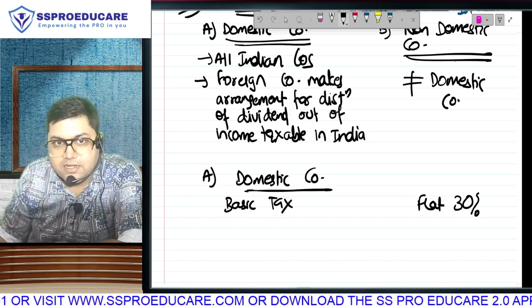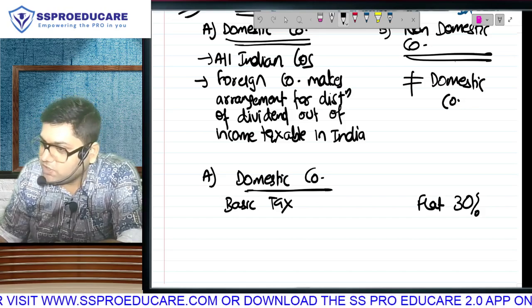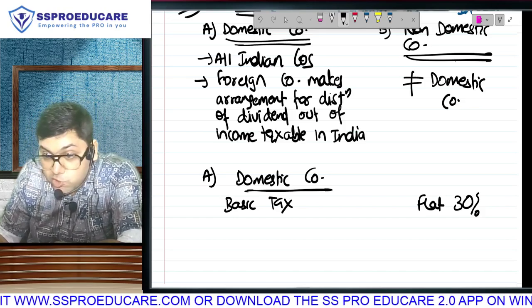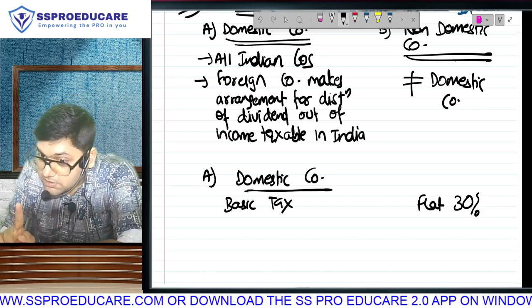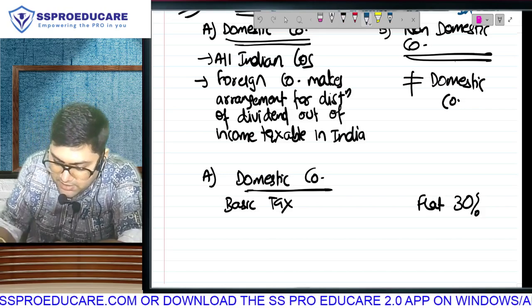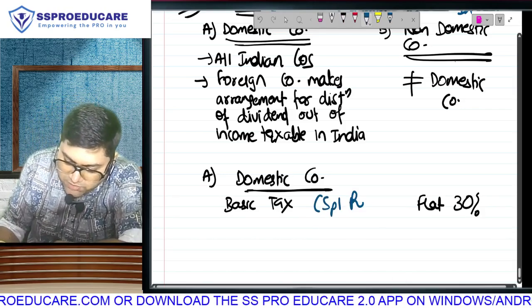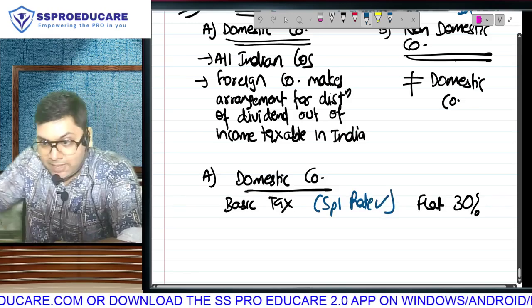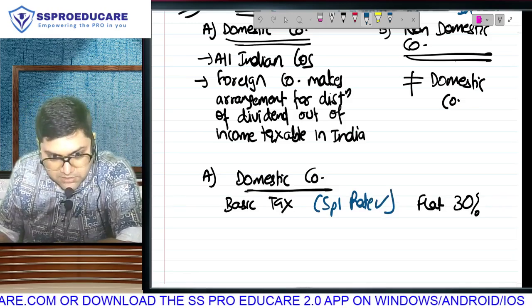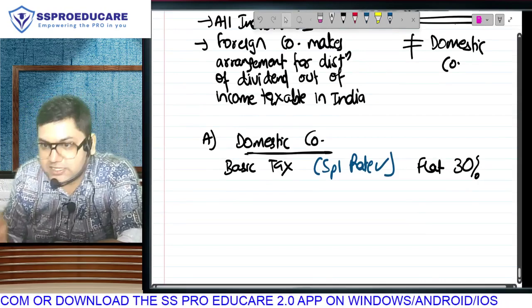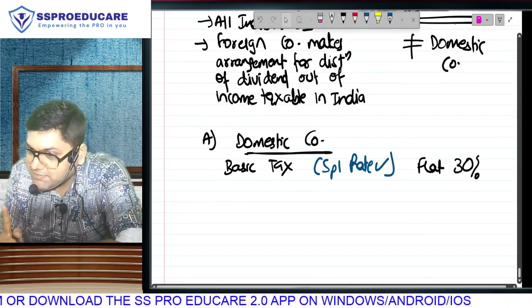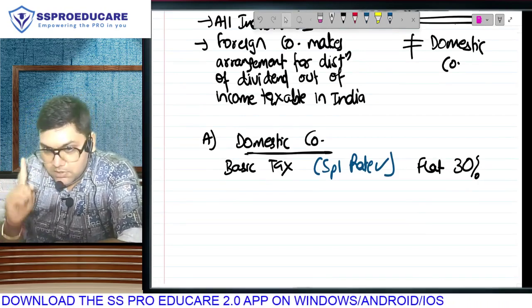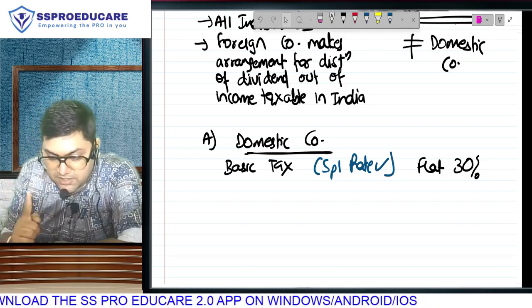Flat 30. That means, can I say same as what I told you in partnership firm? No basic exemption, no slabs. Every rupee will be taxable at flat 30. And of course, whether I mention or not, only on normal income flat 30. Special income is special. Correct? So every time I ask you the domestic company income tax rate, old regime, 30, 30, 30 should be your answer, nothing else.